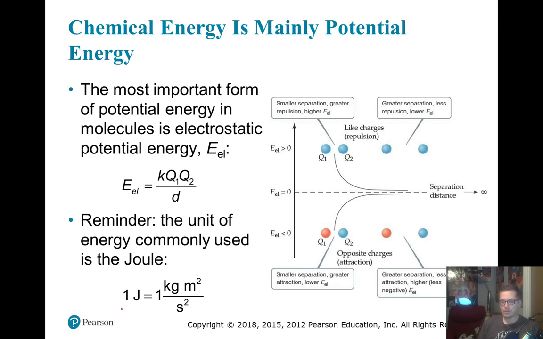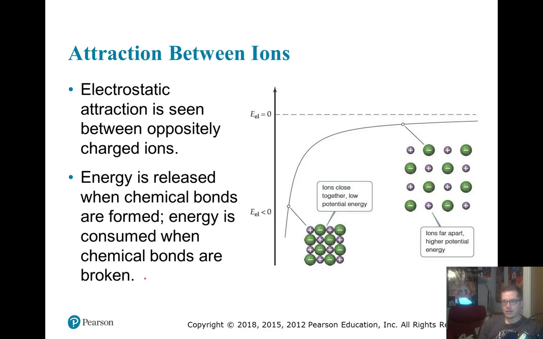Just remember, the unit for energy is the joule. This is how joules are made up, because they're a combined complex unit, but essentially you just need to know that when we're talking about energy, we're talking about joules. Electrostatic attraction is seen between oppositely charged ions. When the positive and negative ions are up close to one another, they have a very negative electrostatic potential energy, and as we spread them apart, their potential energy gets less negative.